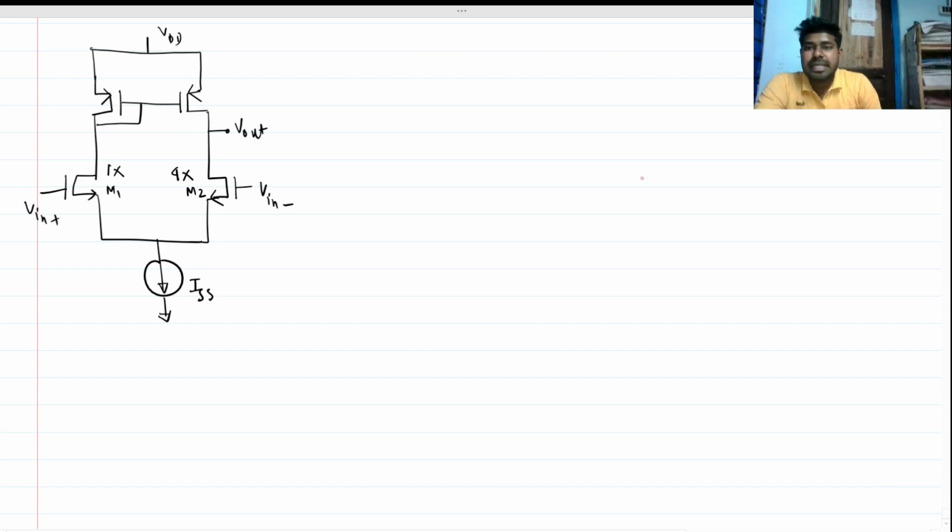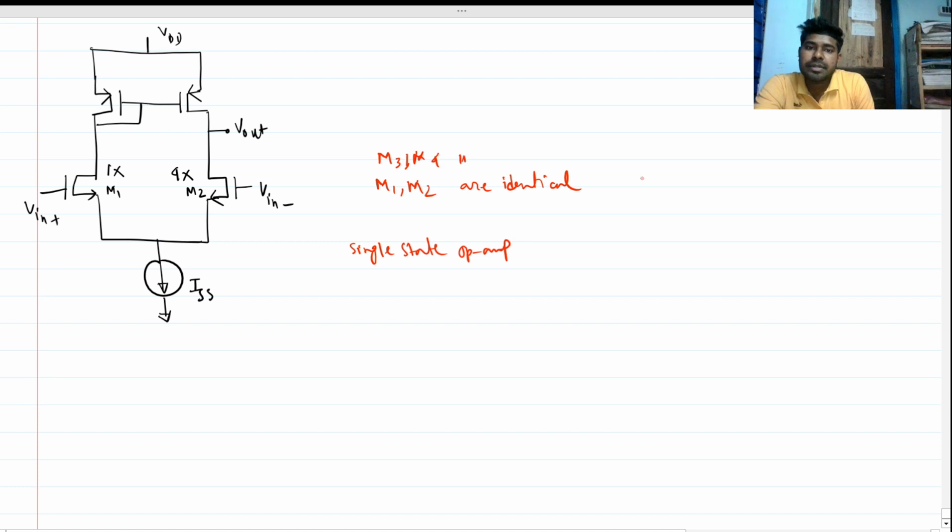Basically this is a common circuit for us. This is called a single stage op-amp, except that there is no output capacitance here. Normally we have M1 and M2 identical, and M3 and M4 identical. So this is our M3 and this is our M4. But in this case, M1 and M2 are not identical.